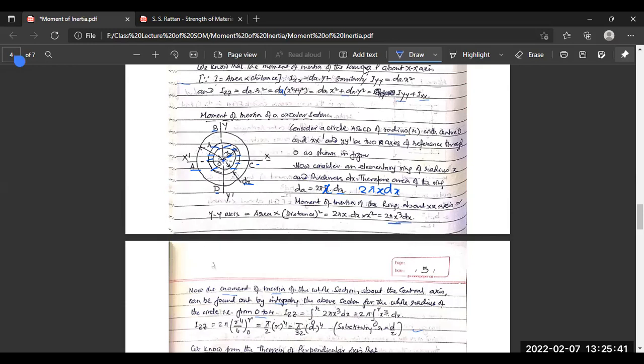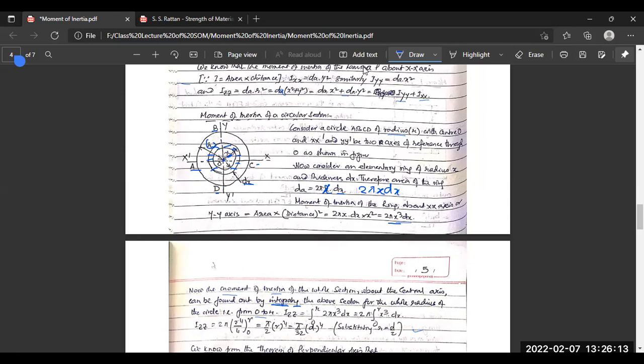Now, the moment of inertia of the whole section about the central axis is found by the familiar process that everybody knows, that is, integrating the above expression over the whole radius of the circle, from 0 to r. The total radius is r, so you have to integrate from radius 0 to radius r.